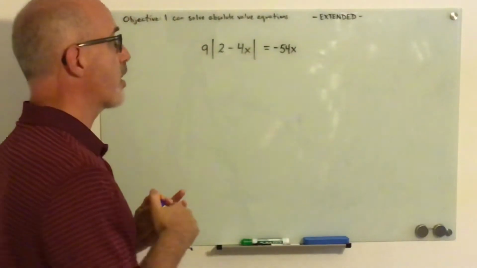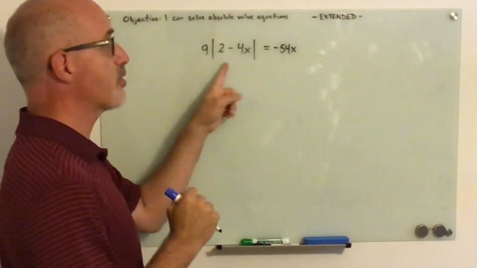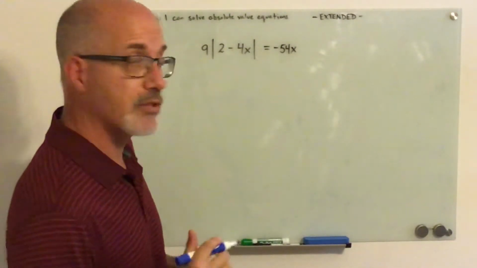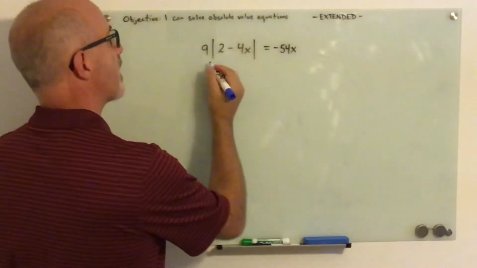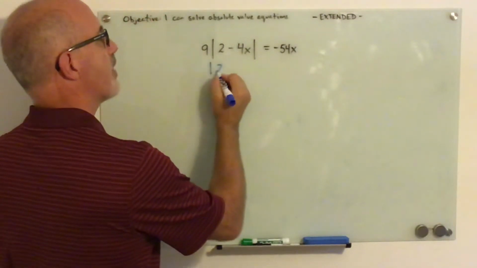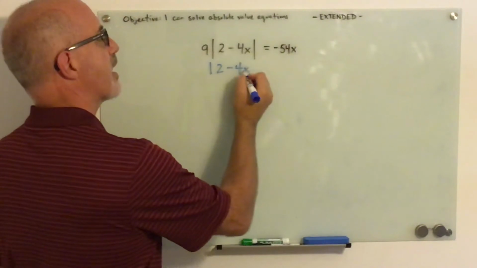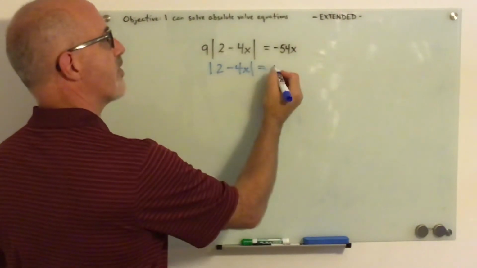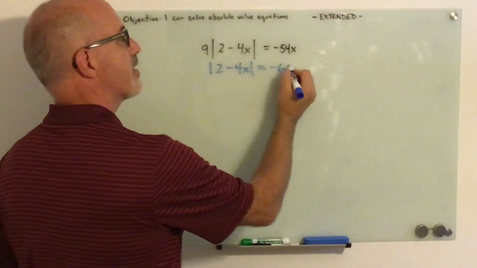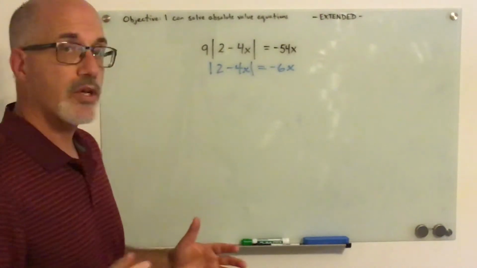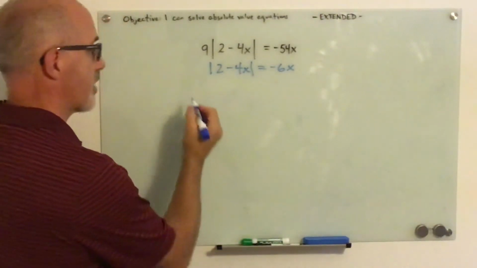So let's start by isolating the absolute value. Let's divide both sides by 9. So you get the absolute value of 2 minus 4x, that quantity, equals, when you divide that by 9, negative 6x. Now we're going to set up our two cases just like before.